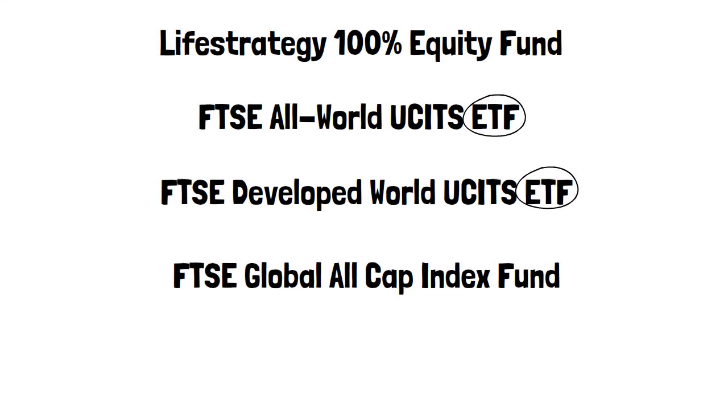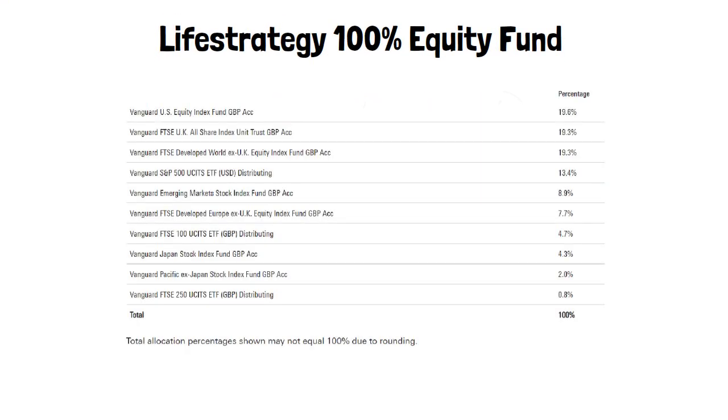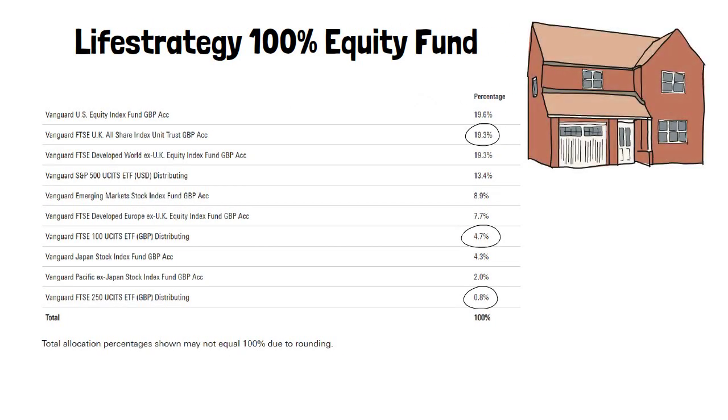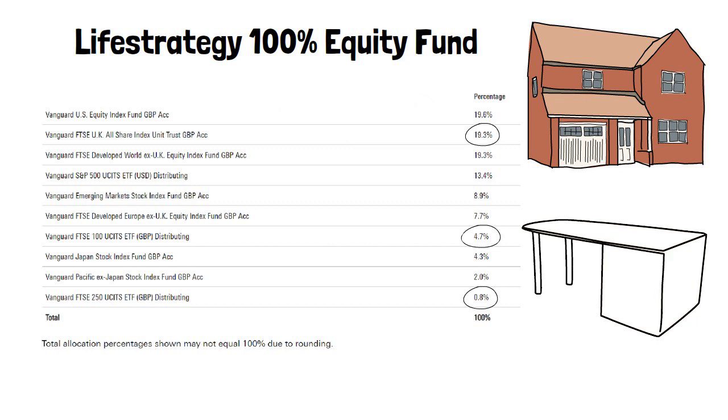The Life Strategy 100% Equity Fund has a home bias, which means it overweights its UK exposure. It currently has around 25% invested in the UK, whereas the UK only accounts for around 5% of total global market value. Seeing as I am already heavily invested in the UK by the fact that I live here, work here, and me and my partner own a few properties here, I'd rather diversify away from the UK and diversify my non-portfolio assets where possible. Therefore, I excluded the Life Strategy 100% Equity Fund on this basis.